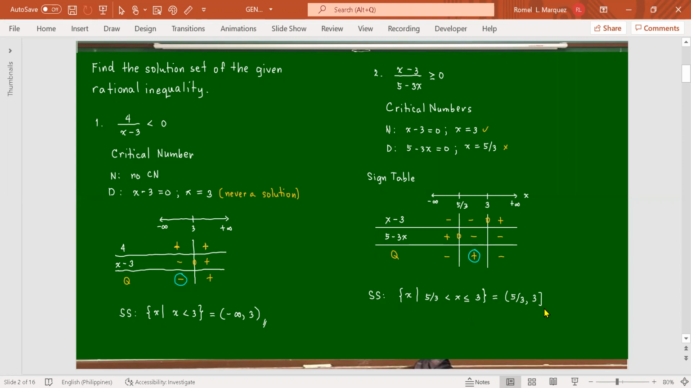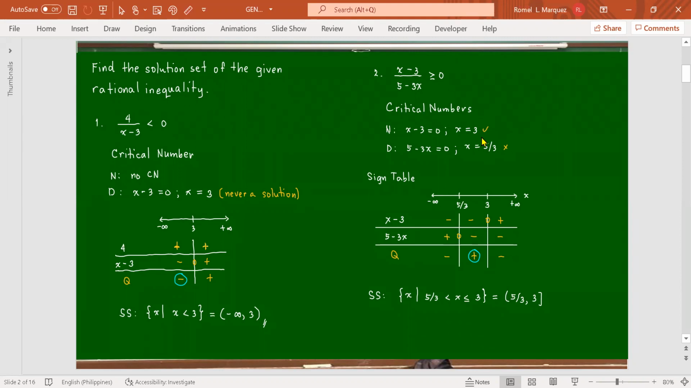Sir, can you please repeat why 5 over 3 is not included or why it's not a critical number? It is a critical number, but it's not included in the solution. Because it makes the denominator 0. Remember, division by 0 is not allowed. But 3 is included because it makes the numerator 0. Numerator 0, denominator is not. So the left side is 0 and that is equal to 0. That's why we include 3.